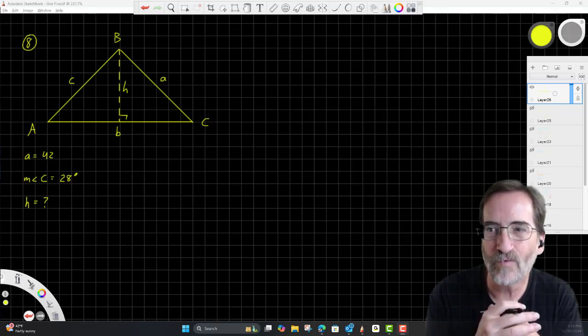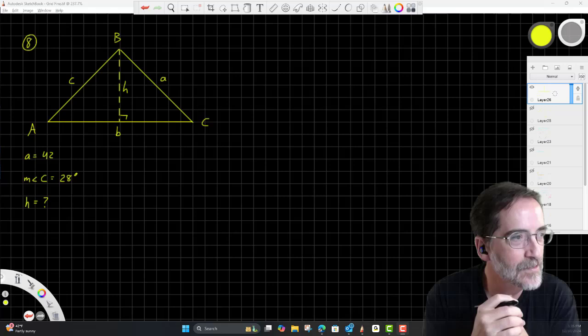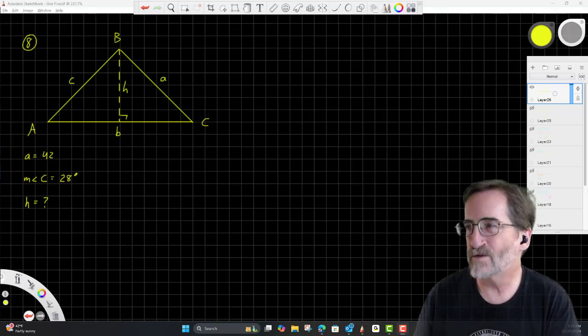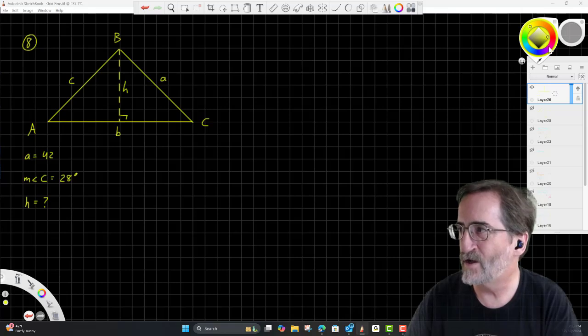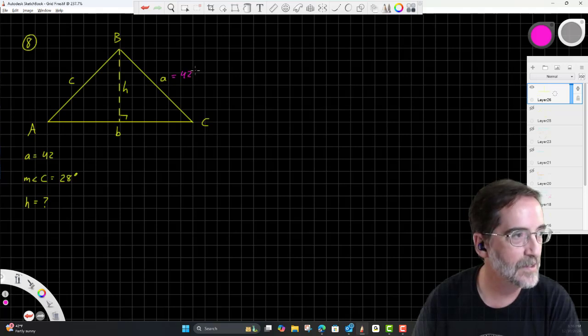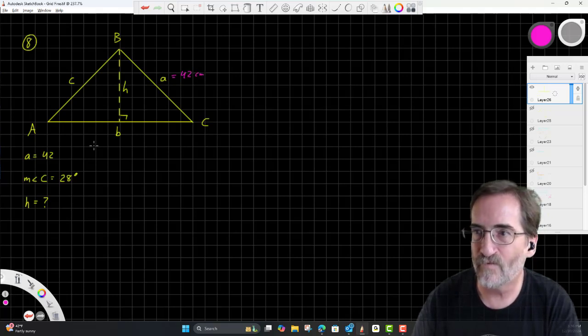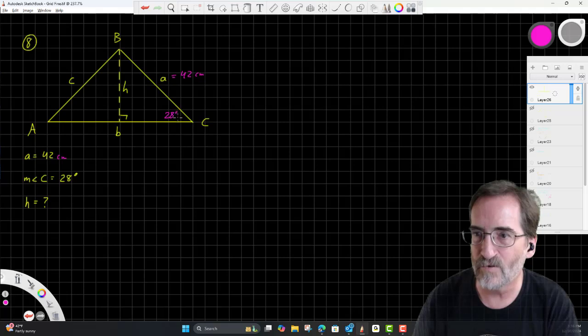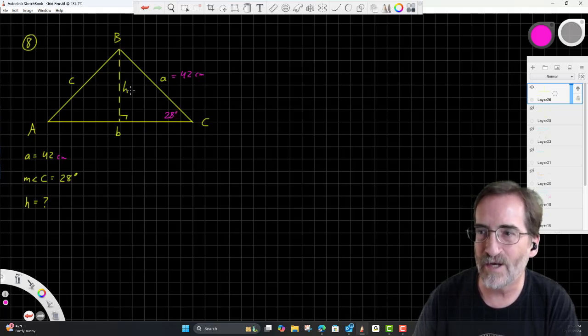Okay, question number 8. We're given a drawing of a triangle ABC, with the altitude drawn from B, labeled little h. Little a is across from angle A, little c is across from angle C, and little b is across from angle B. We're told that a is 42, so let's label that 42 centimeters. Angle C is 28 degrees. And we want to find the side h.